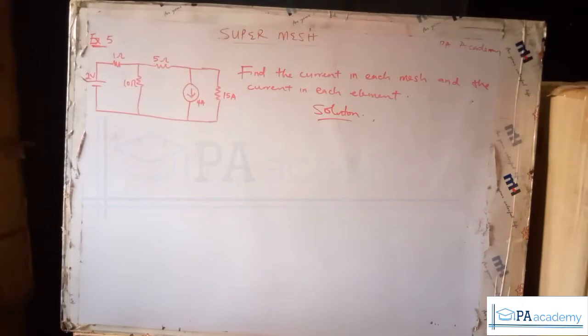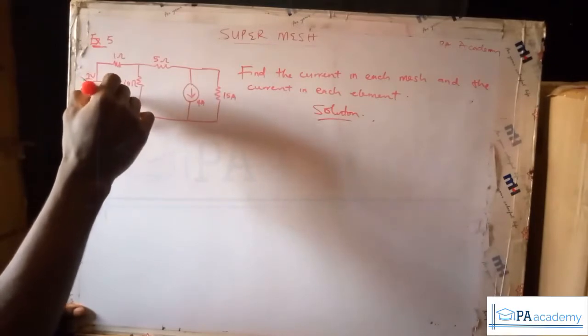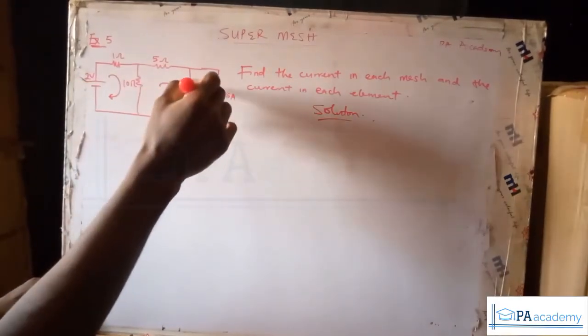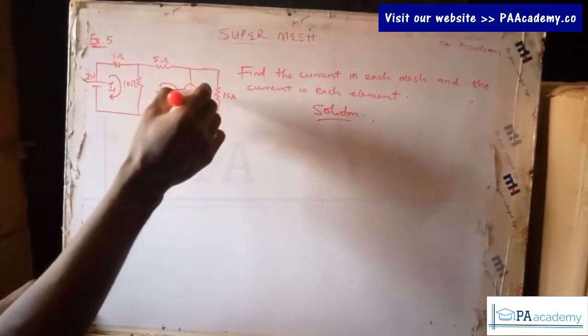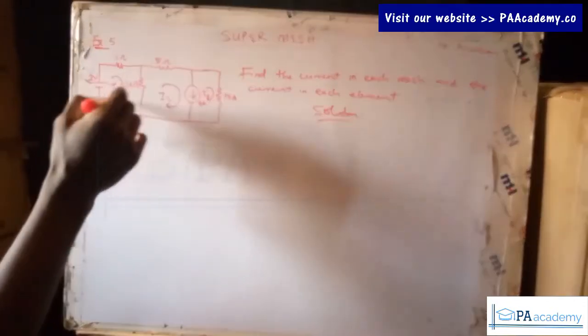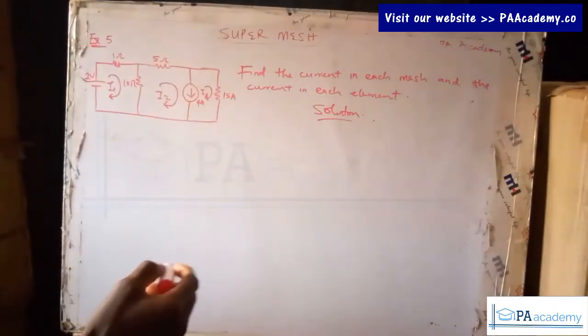Alright, the first thing we have to do is to pick our direction. So let's pick our direction, like I do, clockwise for everything. Let's take these to be I1, I2, and then I3. That means the current flowing in this particular mesh is I1, this is taken to be I2, and this is taken to be I3.